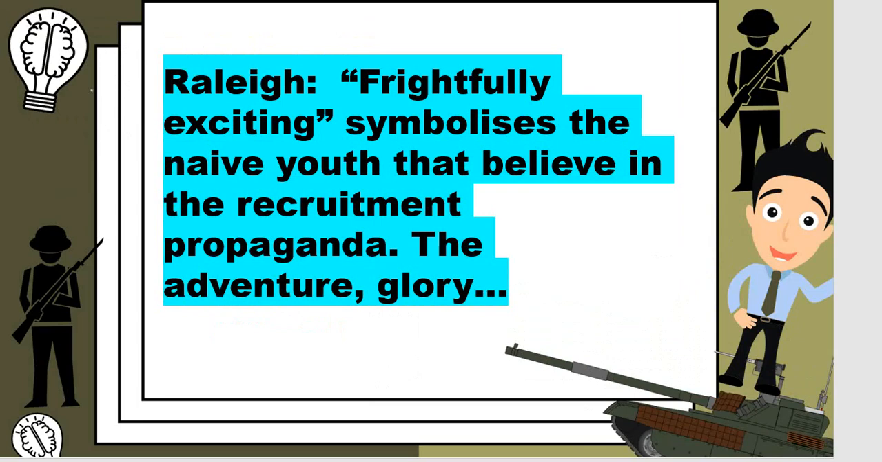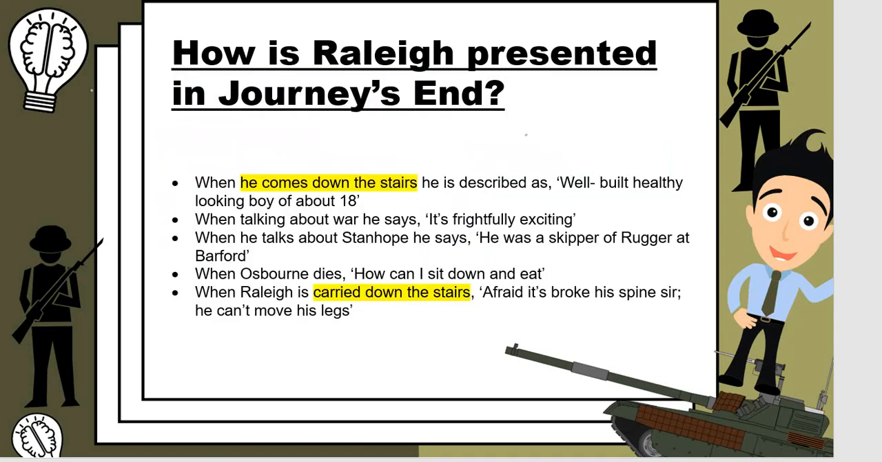Well, Raleigh is the young, naive soldier. He says when talking about war and battle, it's frightfully exciting. So Raleigh symbolises the naive youth that believe in all the recruitment propaganda. He's looking for the adventure and the glory of war. Raleigh is presented in Journey's End.